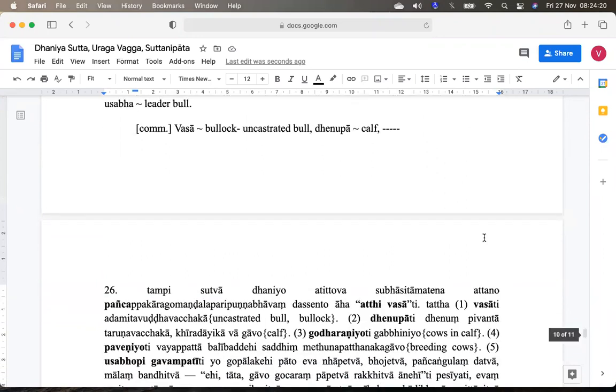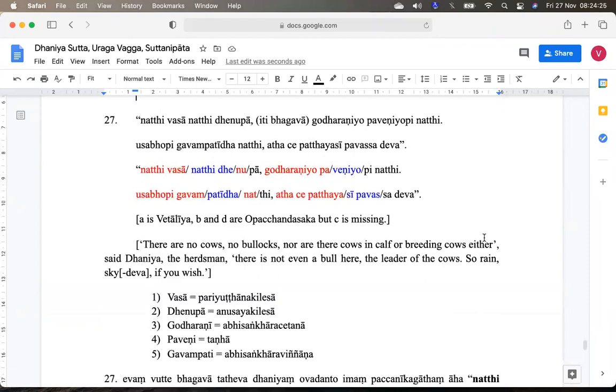Okay, this is the idea of the Dhaniyagoba. So the next one, 27, is the idea of the Buddha, the Blessed One. So Nati wasa, obi waniyobi nati, usabobi gavambadida nati. Only ati and nati are different. The rest are the same. So there are no cows, no bullocks, nor are there cows in calf, breeding cows either. That is a translator's idea. And also there is not even a bull here, the leader of the cows.